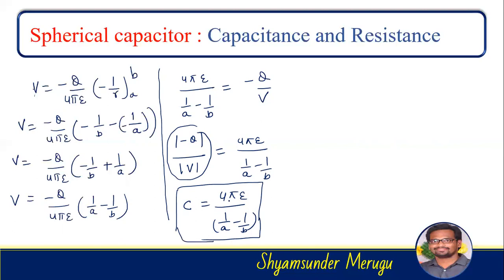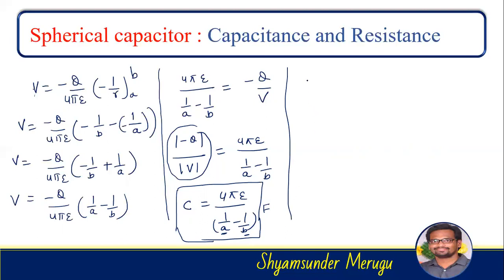Here 4 pi is constant, epsilon is the permittivity, and it is the permittivity of the dielectric medium or material that was used in between the inner sphere and outer sphere, and A is the radius of the inner sphere and B is the radius of the outer sphere, and the unit for this capacitance is farad.